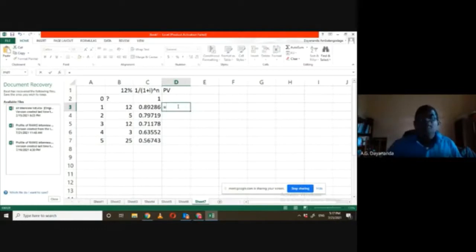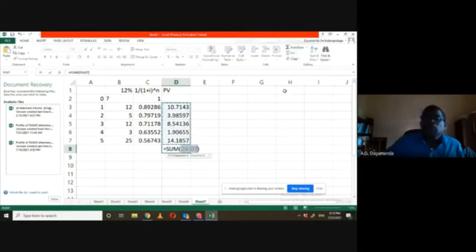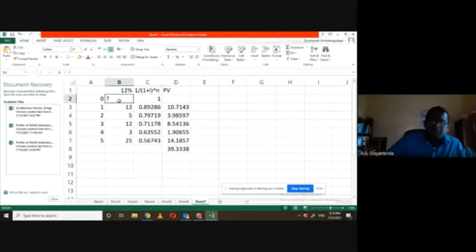This column, these 12 million, we multiply by this factor, which gives us 10.71. We take the present value of each of these, and when you take the total of these present values, it is approximately 39 million, right?